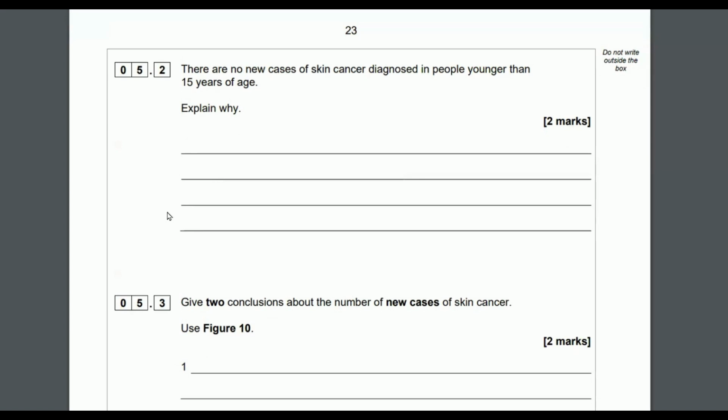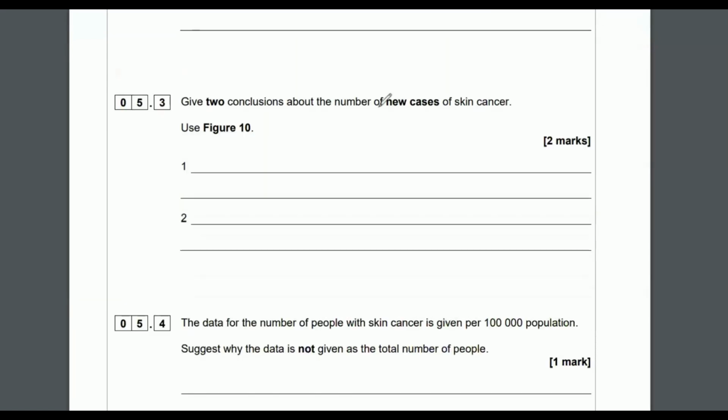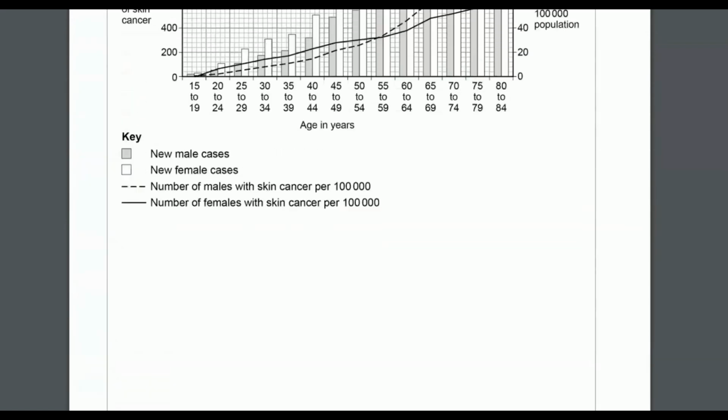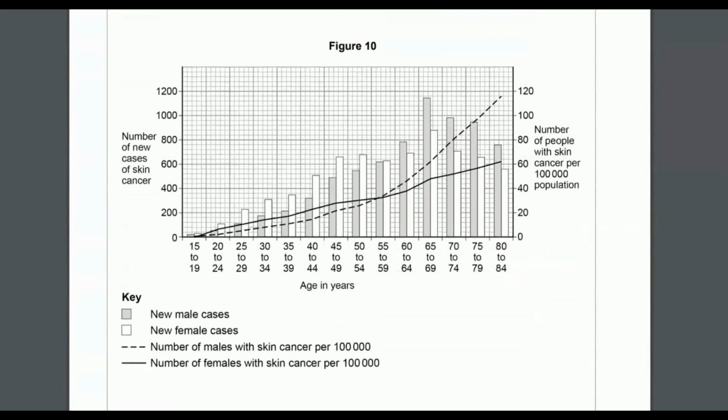Okay. Give 2 conclusions about the number of new cases of skin cancer, 2 marks. Use figure 10. So I'm going to answer this one up by figure 10. And what we've got to do with this one is zing up to the actual graph and answer it up here. Now it tells us 2 conclusions about the new cases of skin cancer. So any 2 statements about new cases of skin cancer, and we could just say, let's have a little look. If we look here, it looks like with new cases of skin cancer, let's have a look. We're looking at the white and the grey bars. So you could really pick on, ooh.